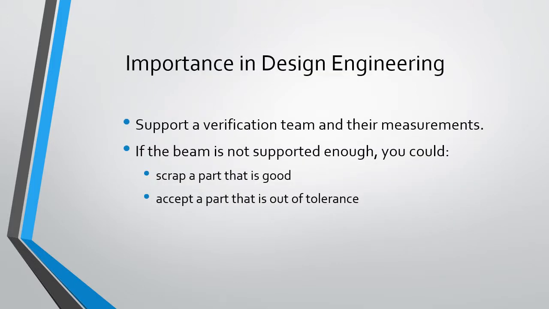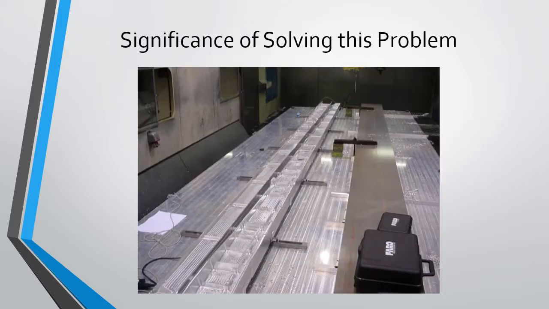This problem is important because design engineers must provide a datum scheme in their released engineering that supports a verification team and their measurements. If you don't provide the right datum scheme and the beam is not supported enough, you could end up scrapping a part that is good or accepting a part that is out of tolerance. Solving this problem would be significant because it would streamline the way design engineers create a datum scheme for their parts. Automating this process will reduce the time it takes to determine these points and human error when performing these calculations.